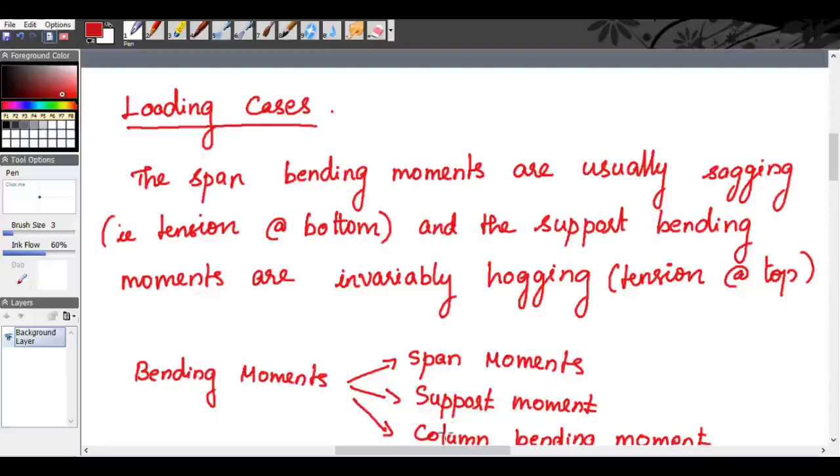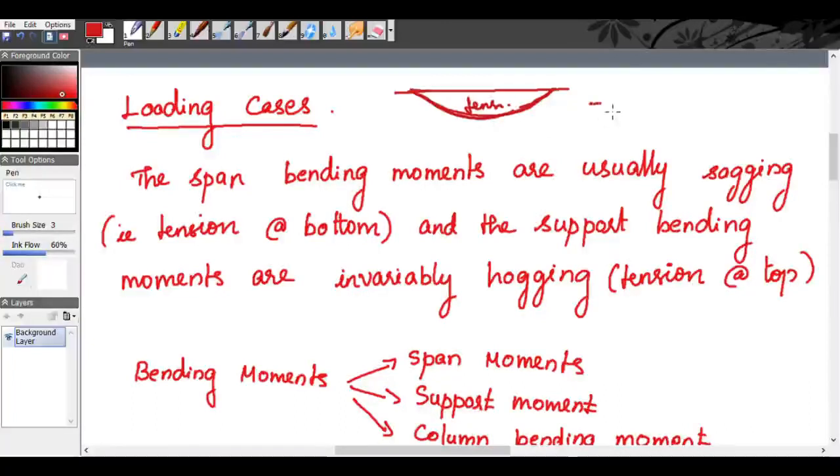Now, let us see what are the different loading cases we consider while doing the approximate methods of analysis for vertical loadings. When we design beams, the main consideration is the bending moment. The span bending moments are usually sagging, that is tension at the bottom. When we take a span, the span bending moments are normally sagging because we have tension at the bottom.